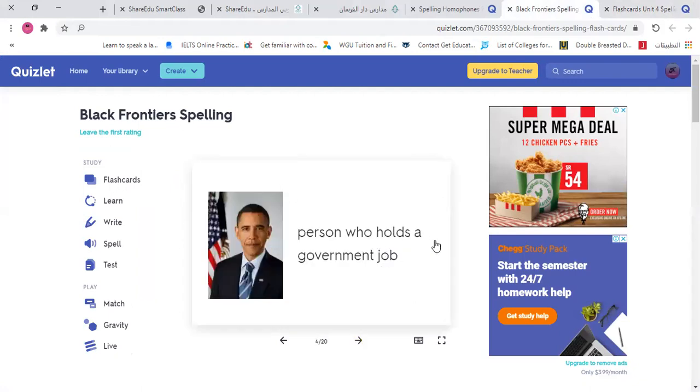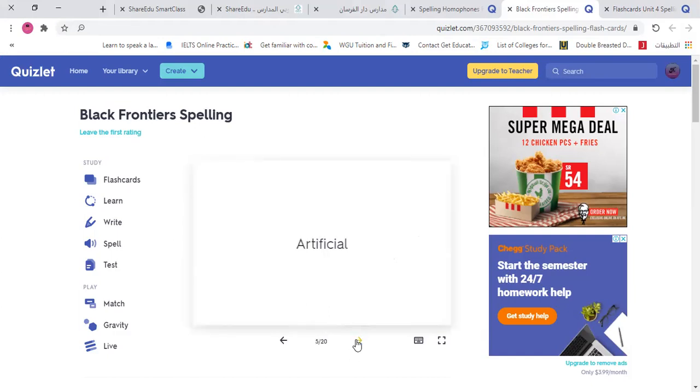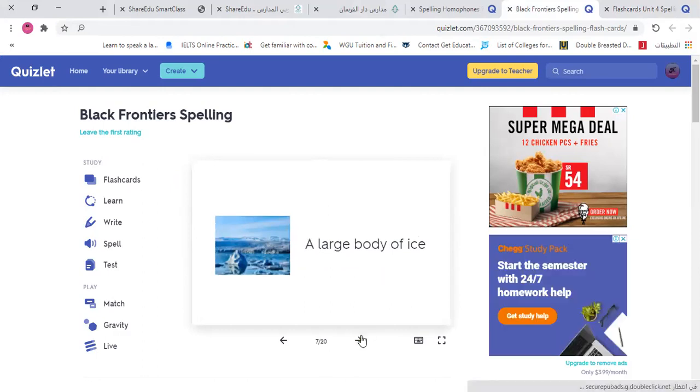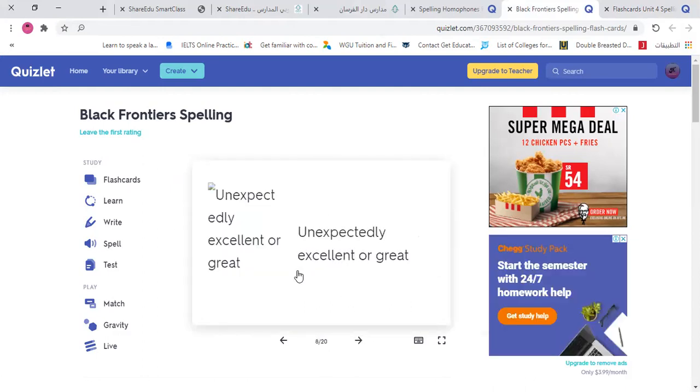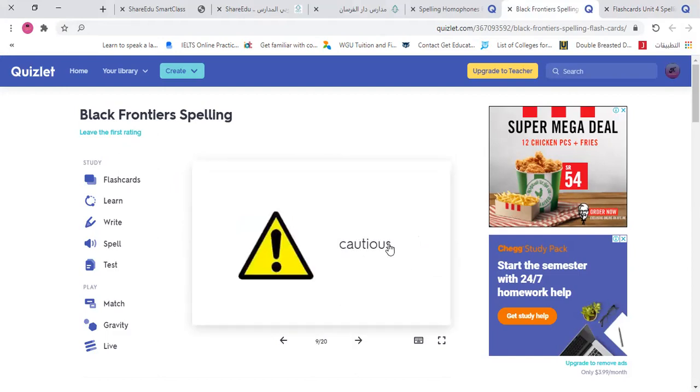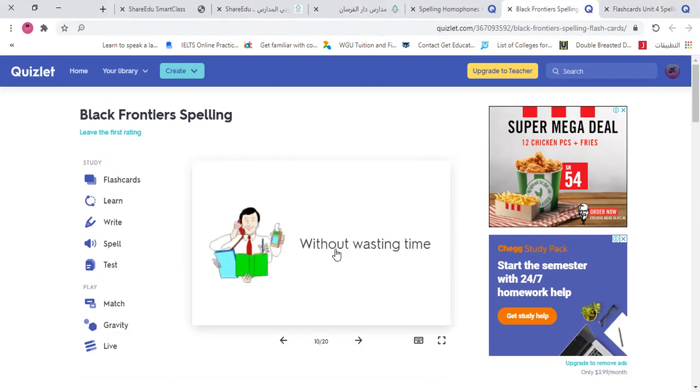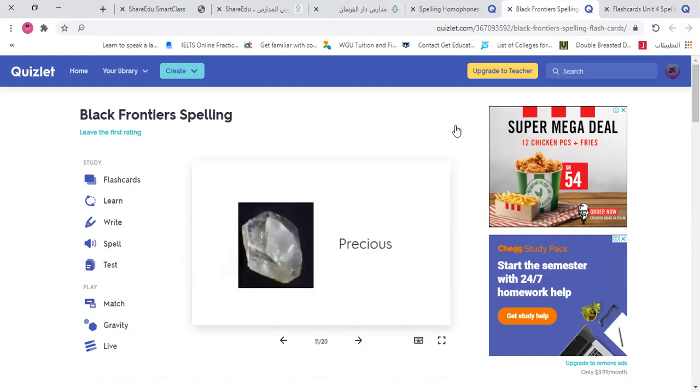Official, a person who holds a government job. For example, the official person of America was Barack Obama once. Artificial, fake. Vicious, angry and dangerous. Glacier, a large body of ice. Sensational, unexpectedly excellent or great. Cautious, careful. Efficient, without wasting time. This is the meaning of them.